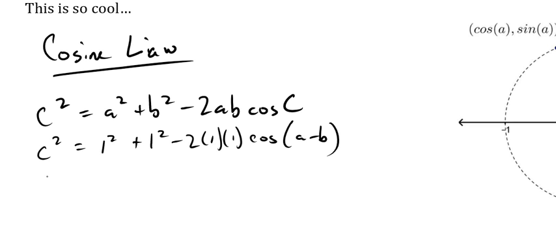I'm just going to simplify a little bit, and we're going to be done with this already. 1 squared is 1. 1 squared is 1. 1 plus 1 is 2, so that's 2. 2 times 1 is 2, so minus 2 cosine of A minus B. Done already.